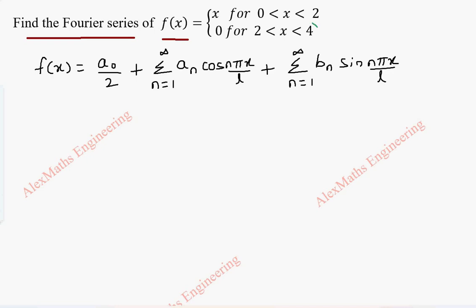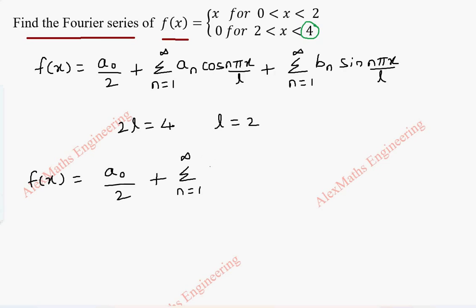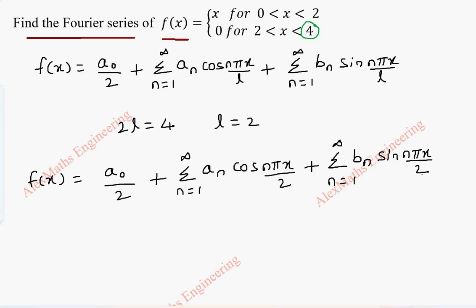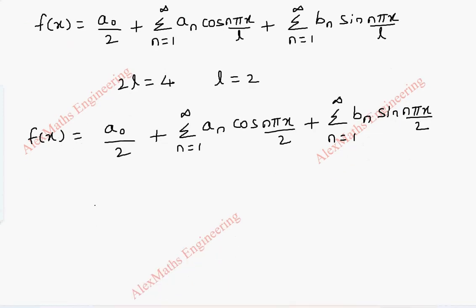Here the value of 2L is 4. So 2L equal to 4, it means L is equal to 4 by 2, which is 2. So we are going to replace the value of L in f of x. So f of x is a naught by 2 plus summation n is equal to 1 to infinity an cos n pi x by 2 plus summation n is equal to 1 to infinity bn sin n pi x by 2. Now we are going to calculate a naught.